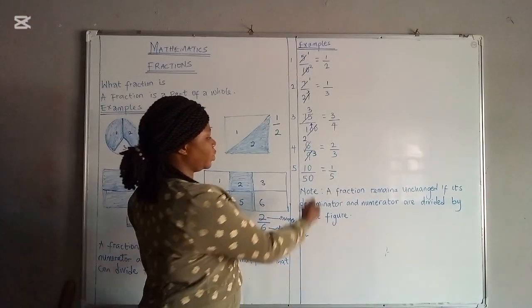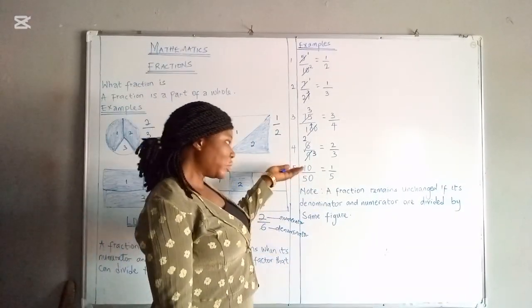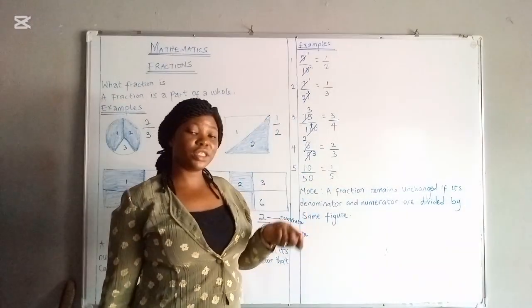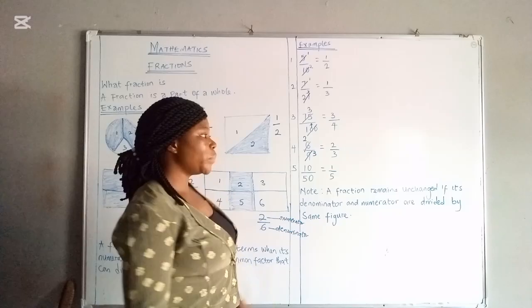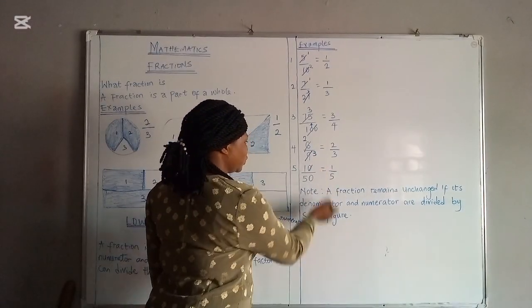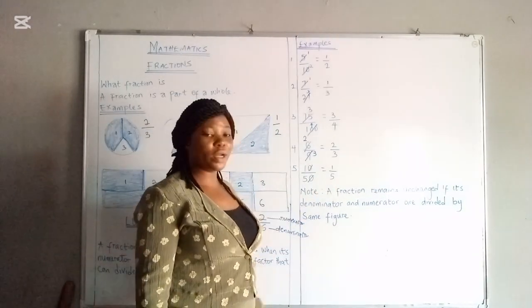And the last one, we have 10 over 50. To make this one easier, you can say 10 go in 10, which is 1, 10 in 50 will give you 5. But to make it easier, you can just cancel 0, cancel 0 to remain 1 and 5, to give you 1 over 5.